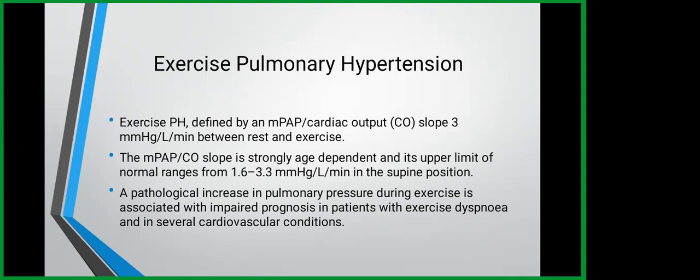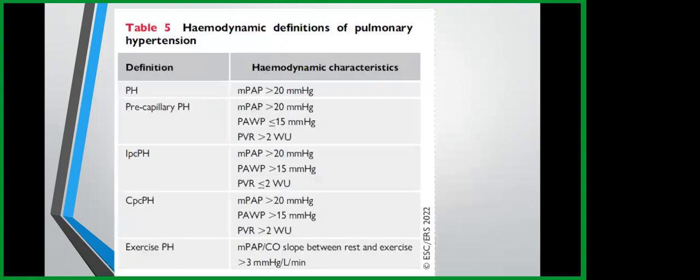Okay, and it said that a pathological increase in pulmonary pressure during exercise is associated with impaired prognosis. And this is seen in several cardiovascular conditions. Okay, so these are the hemodynamics. These are the things we need to take note of.